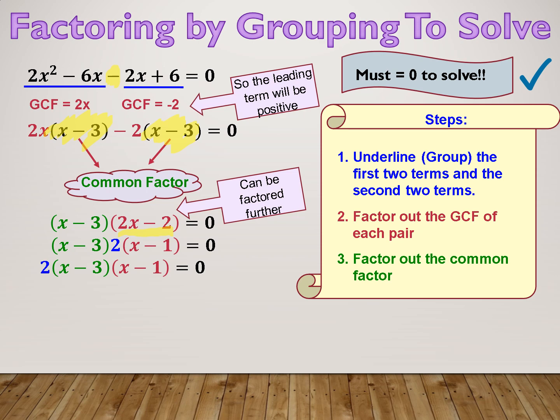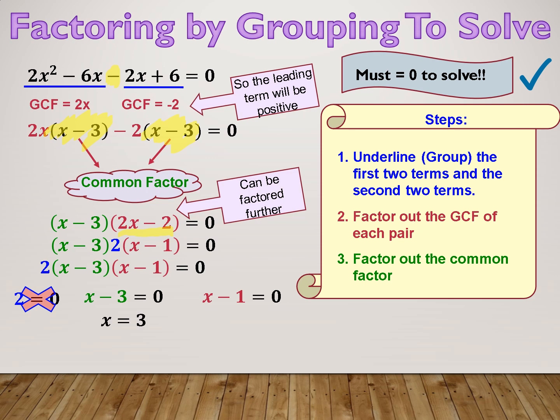All right, so now I've got 2 times x minus 3 times x minus 1. So I'm going to set each term equal to 0. Now, will 2 ever equal 0? I don't think so, Scooter. So we don't have to consider it.